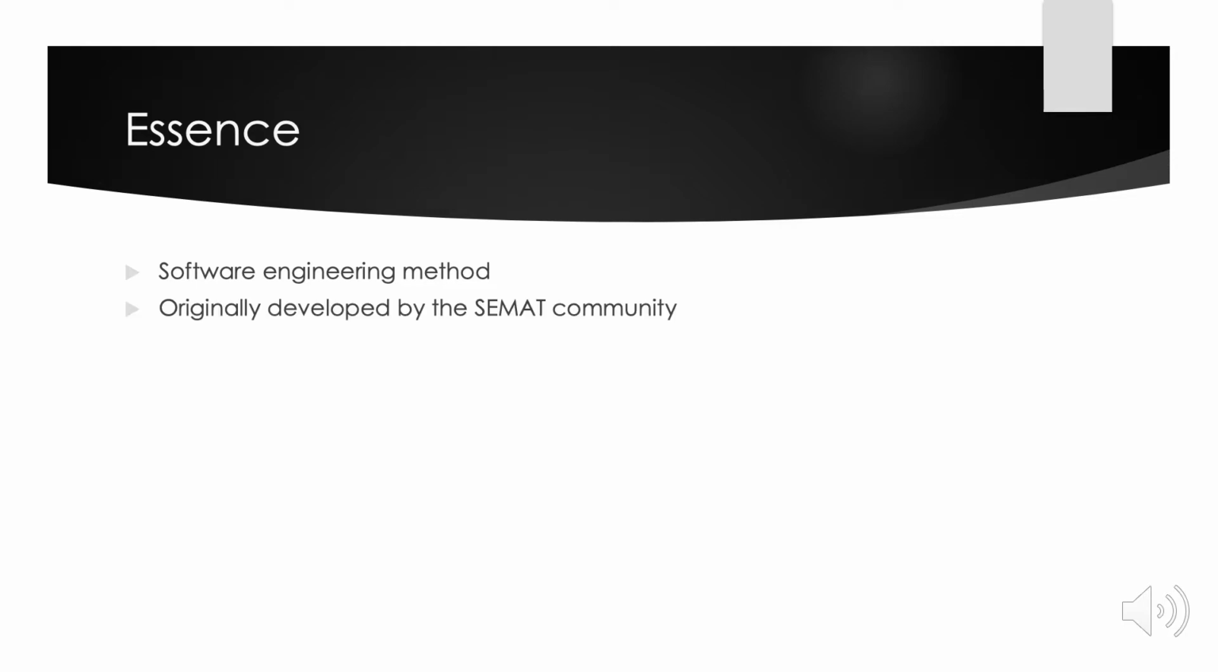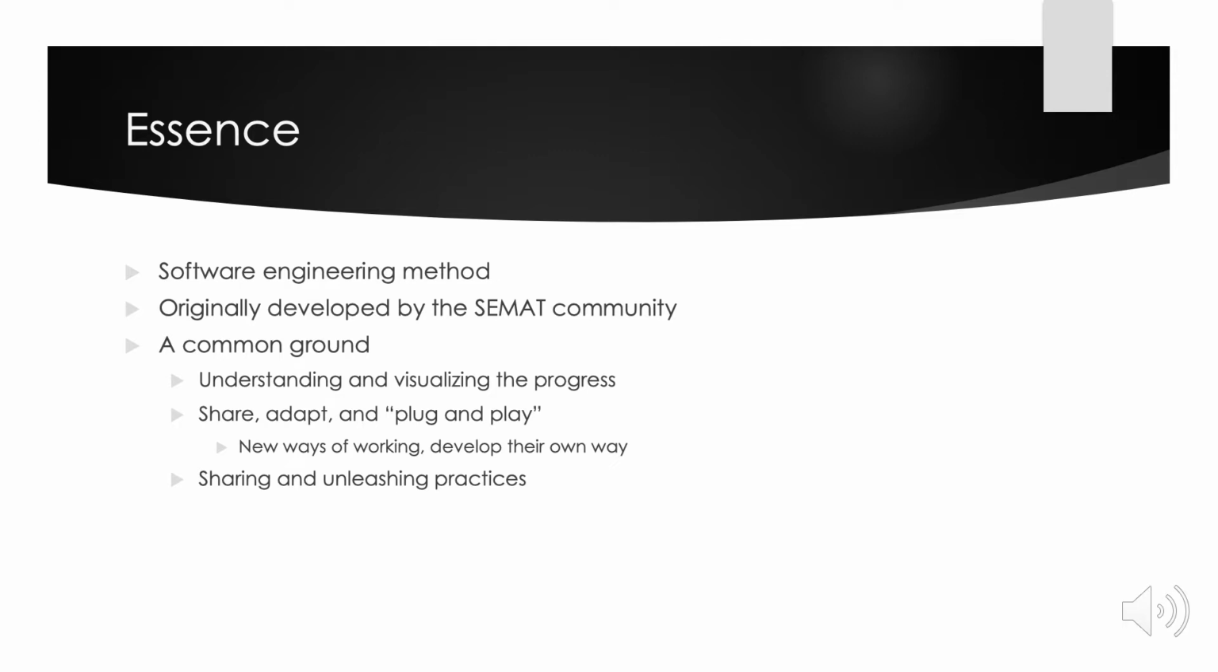But now to the main point of this video, Essence. Essence is a software engineering method, and it was originally developed by the SEMAT community. It creates a common ground for the software development area. It helps you understand and visualize the progress you are going to make in the method. And so you can also share, adapt and just plug and play. So you try it and error it. If you have done something wrong, you can try it again.